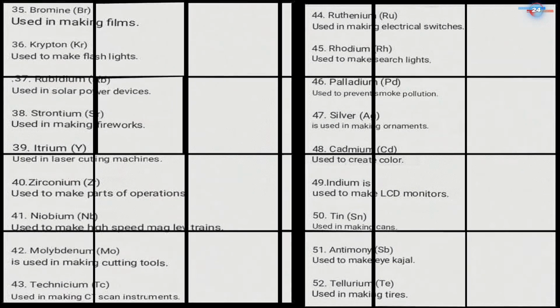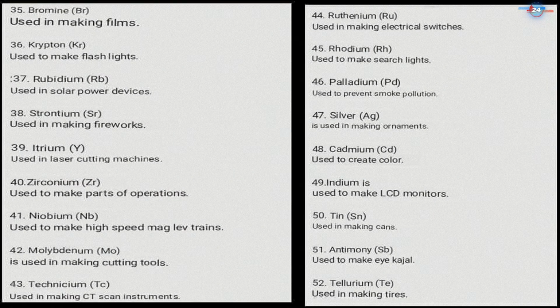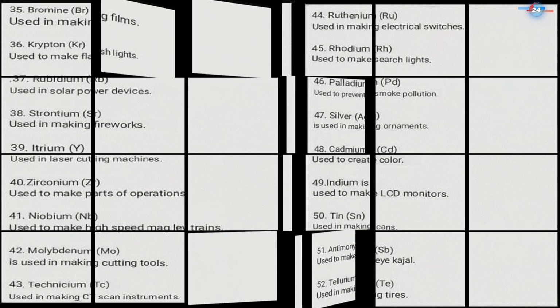Moving on, we have rubidium, strontium, yttrium, zirconium, niobium, molybdenum, technetium, ruthenium, rhodium, palladium, silver, which is atomic number 47. As you can see, silver has a chemical symbol of capital A, small g. It is Ag and not Si, as some of you usually represent it. The chemical symbol Ag comes from argentum.